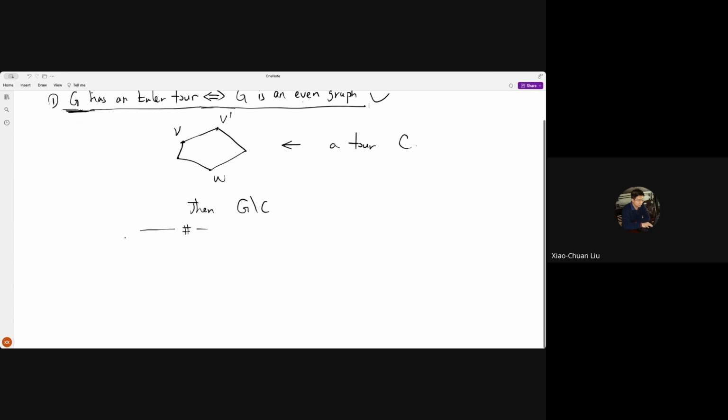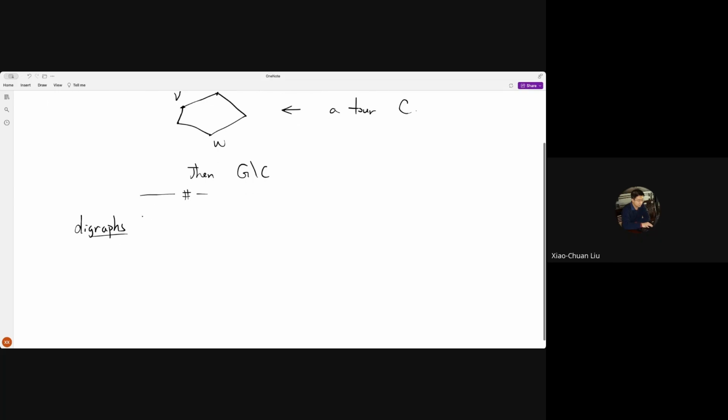I think at this point it's a convenient time to talk a little bit more about digraphs. A digraph D consists of V and a set of arcs. It's like edges, but arcs have a direction. For example, you have V1, V2, V3, and maybe V3 to V4, and V4 to V1, and you decide to have also V1 to V4. So every edge has a direction.